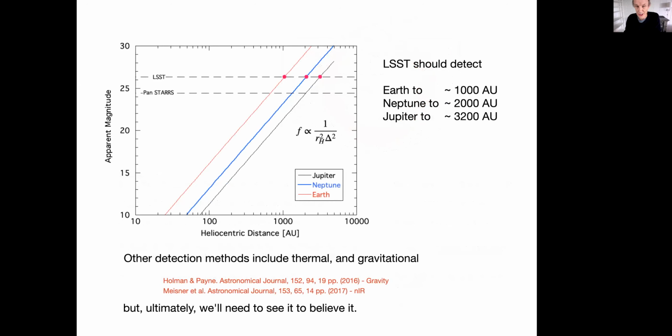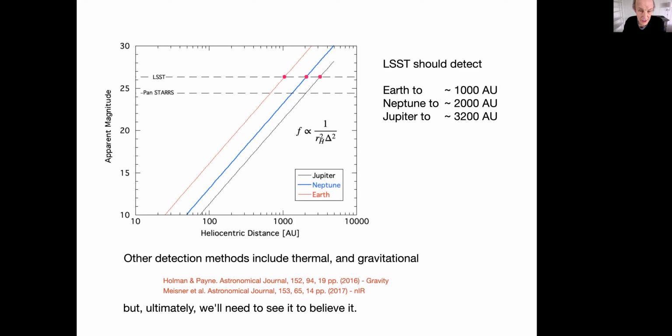Lastly, let me just show this diagram. This is an observational diagram about what you can see given a couple of different telescopes. So Pan-STARRS and LSST have these limiting magnitudes. Let's assume that LSST is about 25 and a bit. Then we would be able to see the Earth, the red line, to about 1,000 AU. With Pan-STARRS, we can see it to maybe 600 AU.